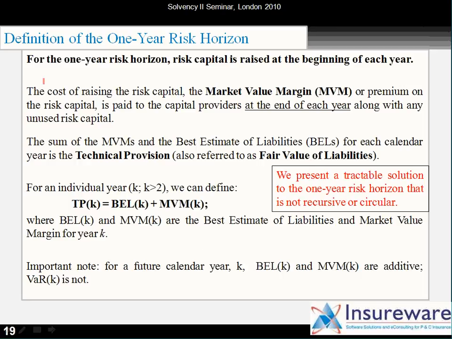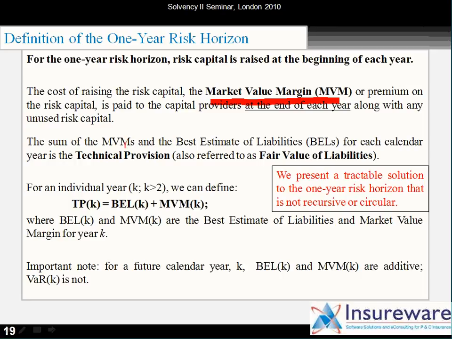Okay, for the 1-year risk horizon, risk capital is raised at the beginning of each year. In fact, that's the definition of the 1-year risk horizon. It is also released at the end of the year, depending on the size of the losses. But at the end of the year, you also need to pay the capital providers the market value margin. So the cost of raising the risk capital, the market value margin, or premium on the risk capital, is paid to the capital providers at the end of each year, along with any unused risk capital.